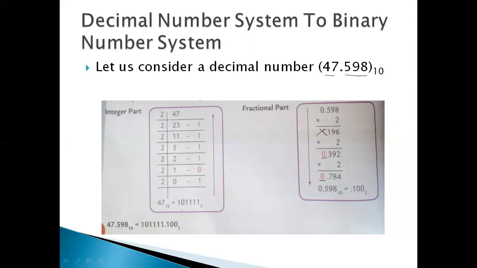So when we add both these things up, 47.598 base 10 becomes 101111 dot, or binary point, 100 base 2. So this is it for today.